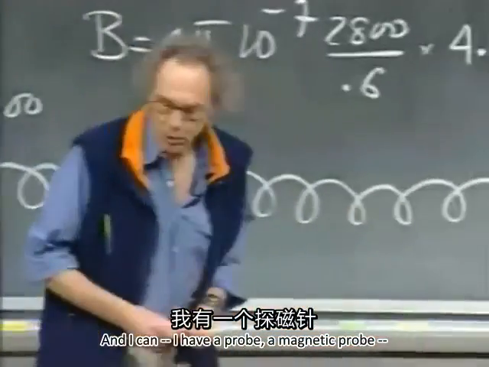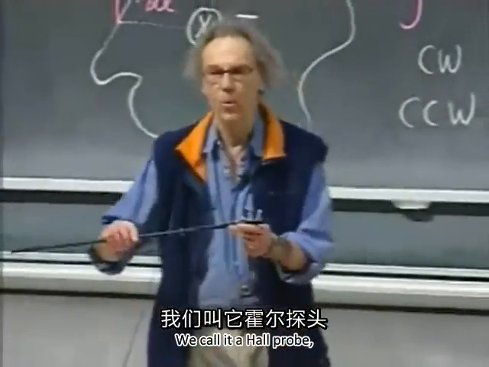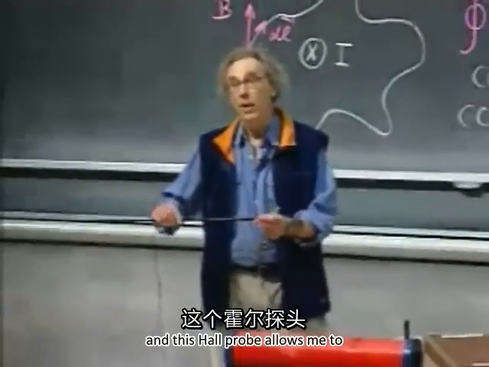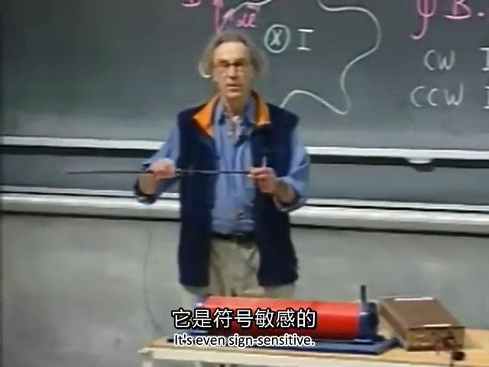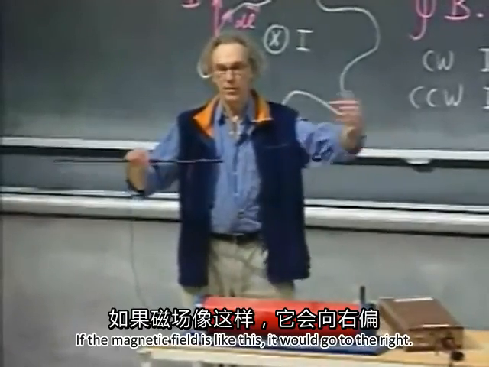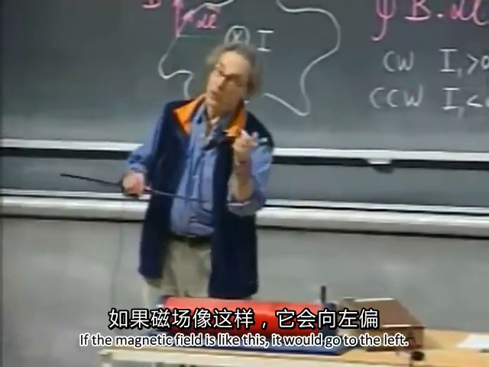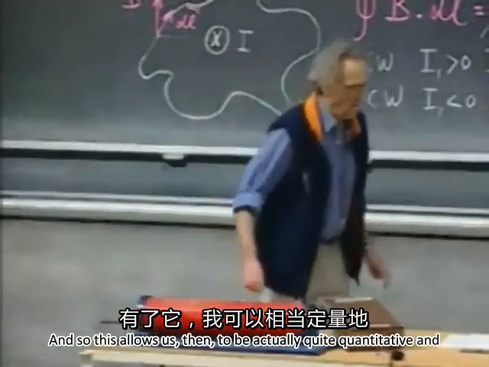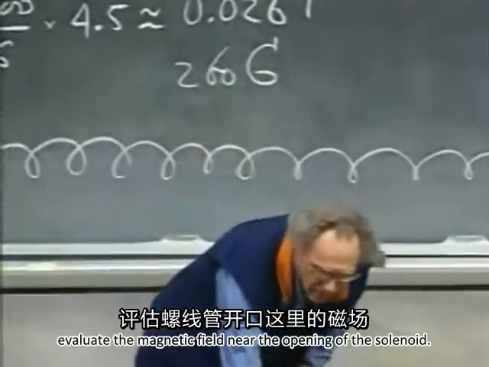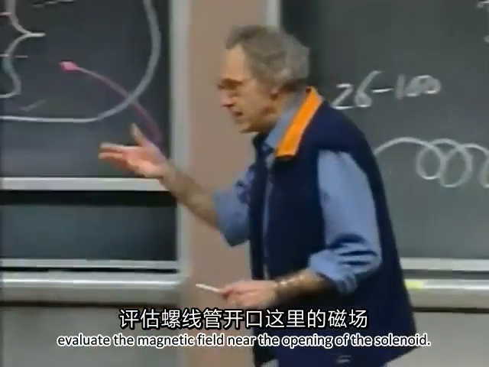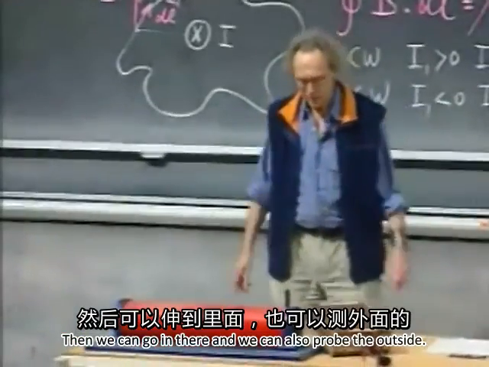And I have a probe, a magnetic probe. We never discussed how that works. We call it a Hall probe. And this Hall probe allows me to measure the magnetic field in the vicinity of this solenoid. It's even sign sensitive. If the magnetic field is like this, it will go to the right. If the magnetic field is like this, it will go to the left. And so this allows us then to be actually quite quantitative and evaluate the magnetic field near the opening of the solenoid. Then we can go in there and we can also probe the outside.